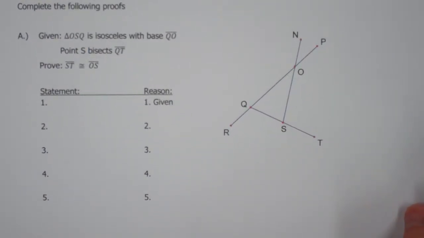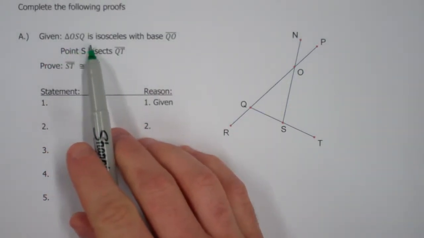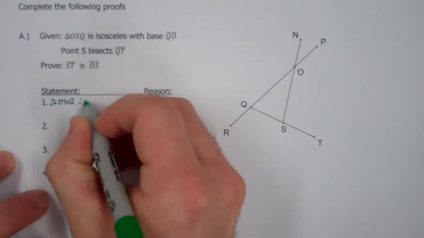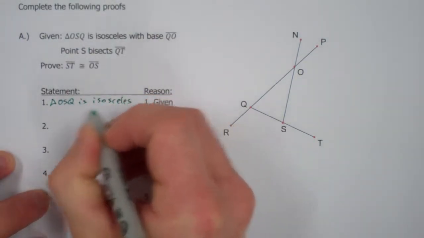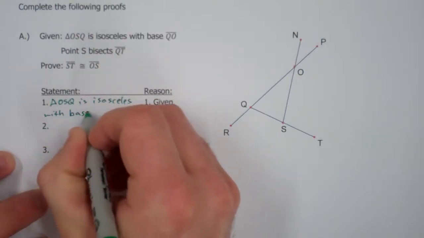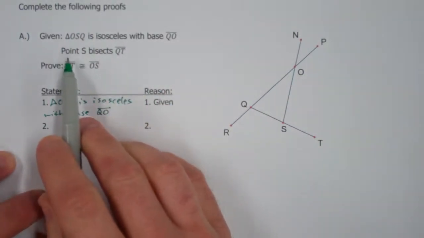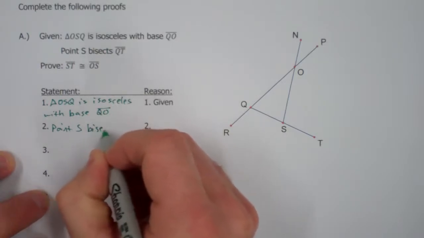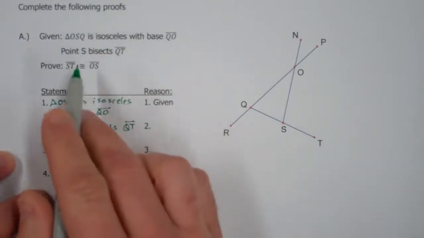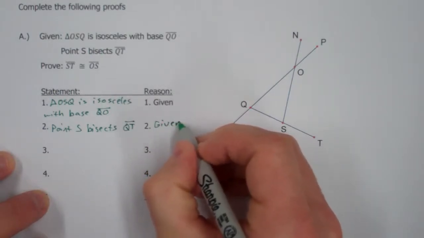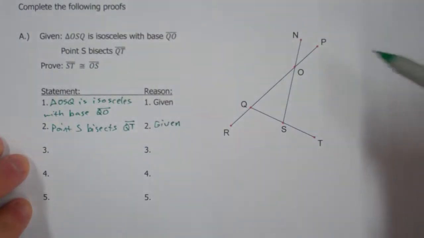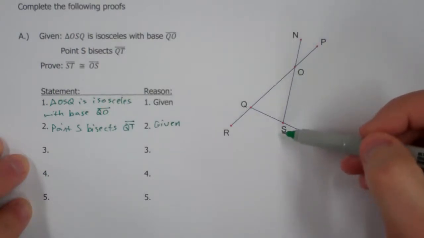Well, let's see what we're given here with this one. I'm going to move this up just a touch here. Hopefully you can still see that diagram. I think so. So we're given that triangle OSQ is isosceles with base QO. We're going to write that down here in our given information. OSQ is isosceles with base QO. We're also given that point S bisects QT. Remember, that's in the given information, so we'll write given here. Now what we need to do is somehow prove that ST is congruent to OS. So this line segment is congruent to OS.